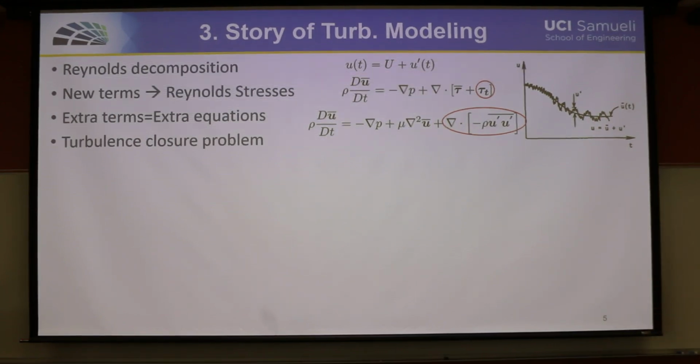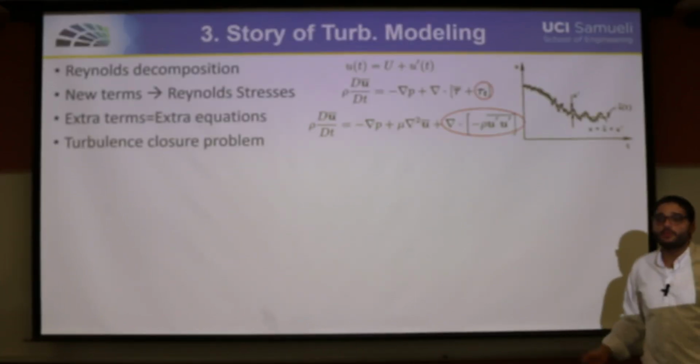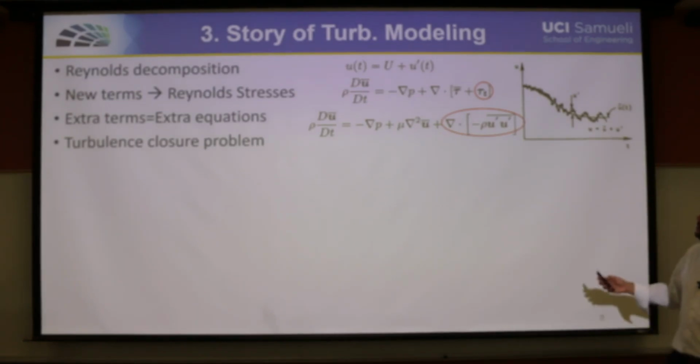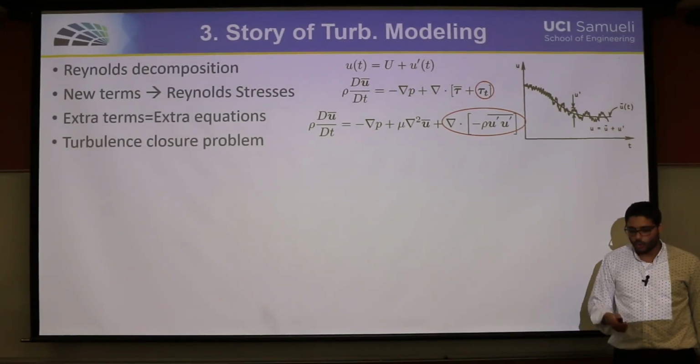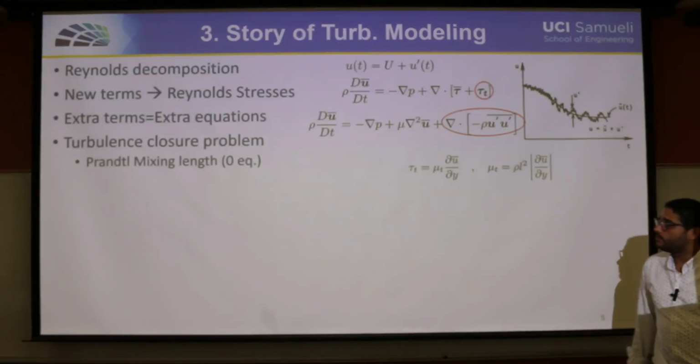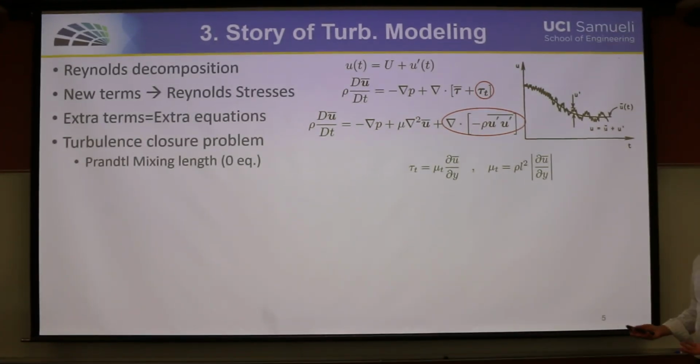It's a clear message. This brings us to the turbulence closure problem. This system of equations has a hole in it. It must be closed. And there have been a lot of attempts to close this turbulence model.